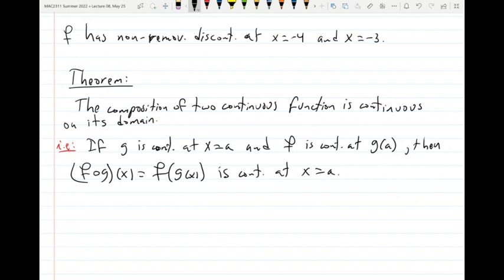So that's why you see this line: g has to be continuous at a, and f has to be continuous at g of a, the output. But anyways, when you look at the composition, you can think of this as a function of x, the original input. And what we're saying here is that when this condition is satisfied, then the composition is fine and will be continuous as well at the point x equals a.